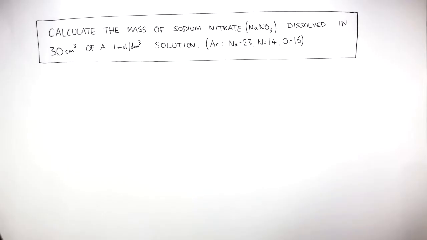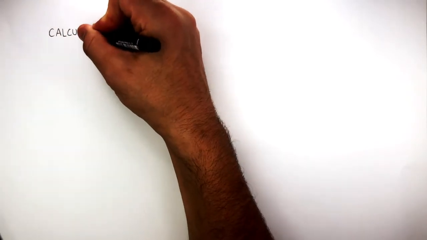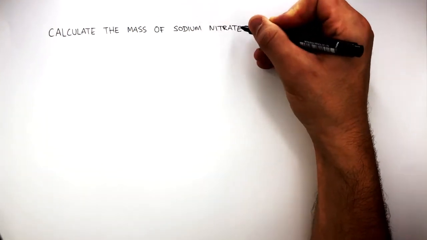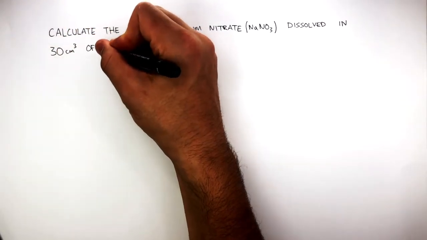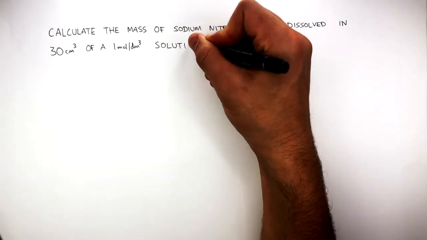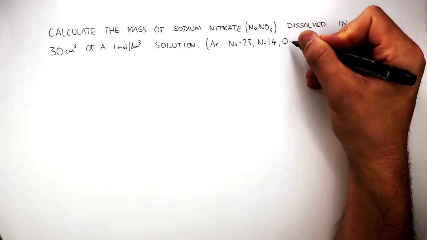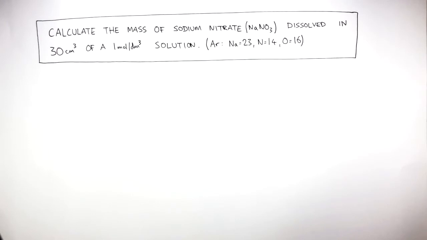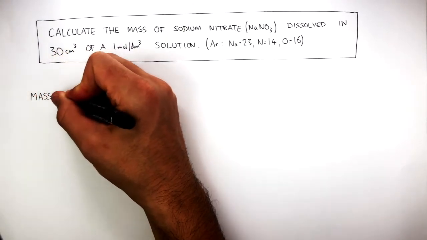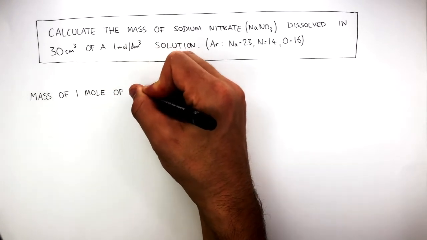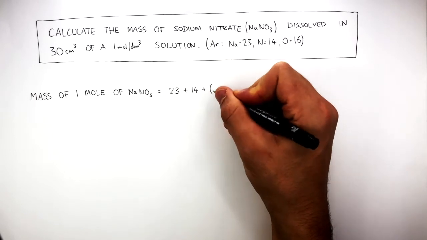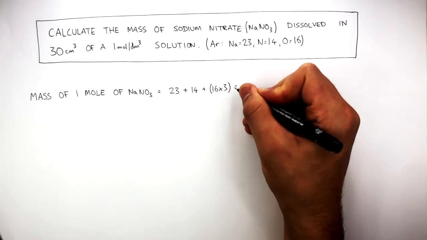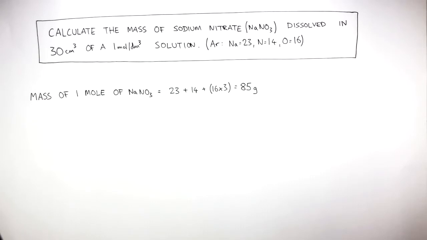So in this exam style question, you've been asked to calculate the mass of sodium nitrate, NaNO3, dissolved in 30 centimeters cubed of a 1 mole per decimeter cubed solution, and you've been given the atomic masses of these elements. You first need to figure out what is the mass of 1 mole of sodium nitrate, and this is 23 plus 14 plus 16 times 3. This equals 85 grams of 1 mole of sodium nitrate.